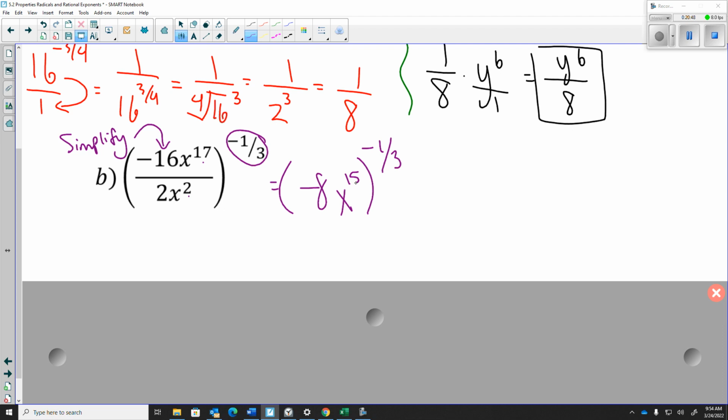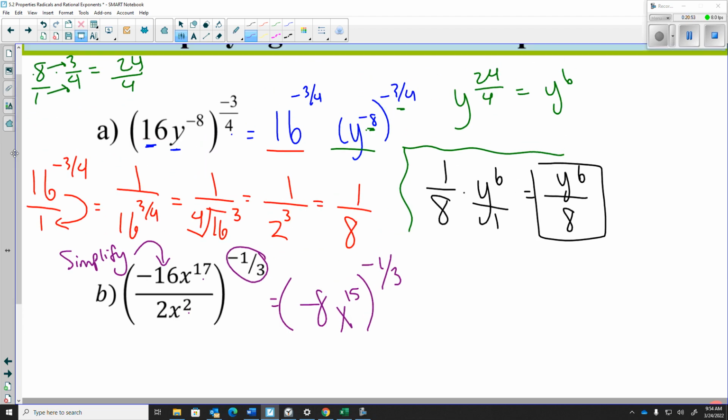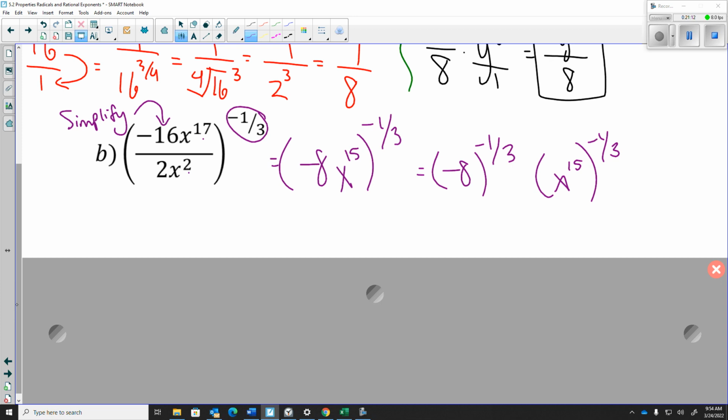The one that we did, I think. So up here, I did split them up. You want to see that? Yes. Okay. Split them up. So it's negative 8 raised to the negative 1/3, and x to the 15 raised to the negative 1/3. Split them up. Now I just have to do one thing at a time. We'll look at the first piece, then we'll look at the second piece. First piece, negative 8 to the negative 1/3. Well, that's a negative exponent, right? So let's flip it. 1 over negative 8 to the 1/3.